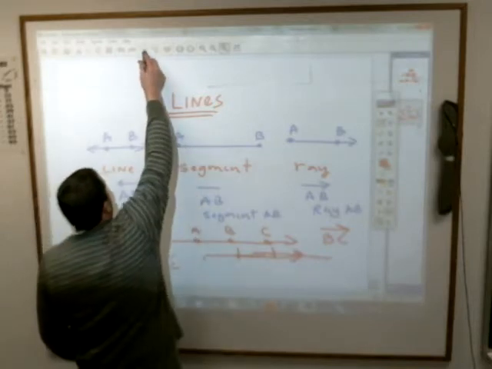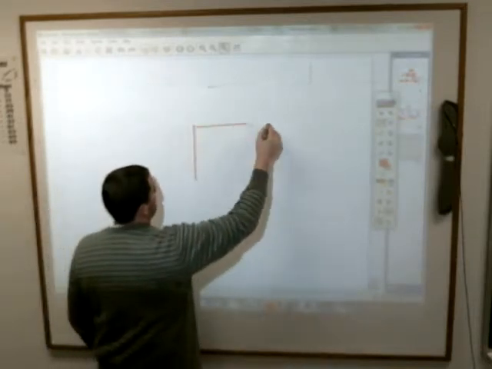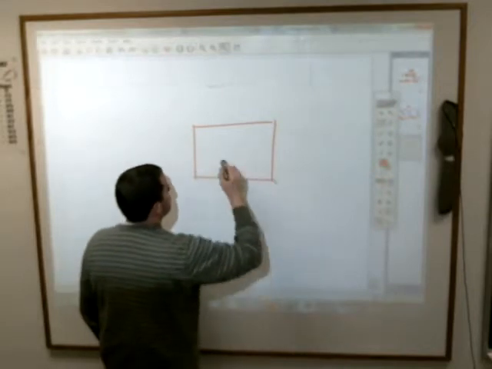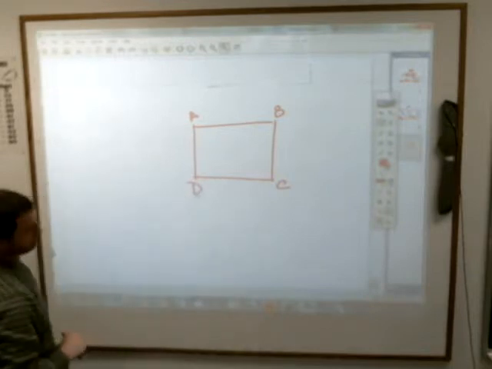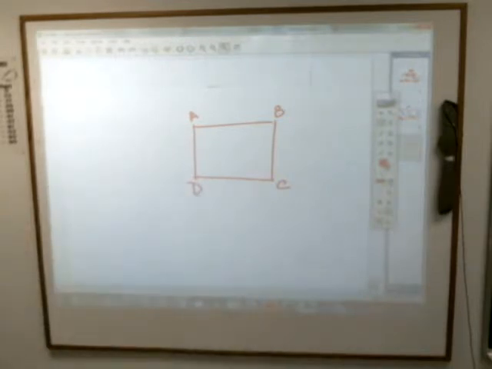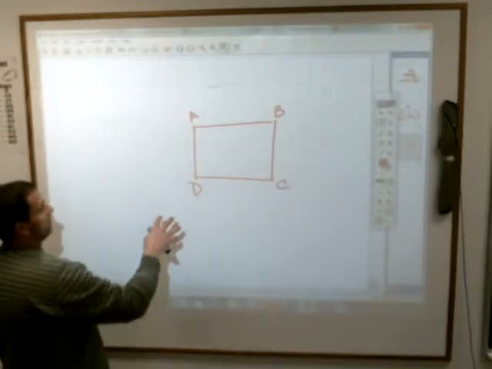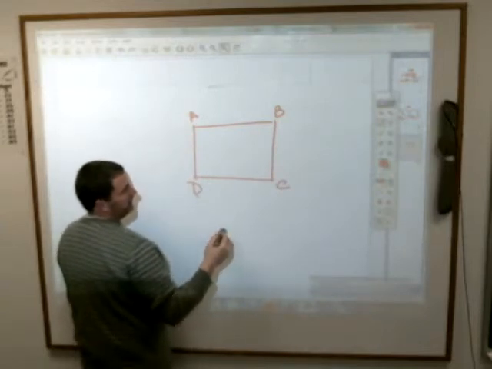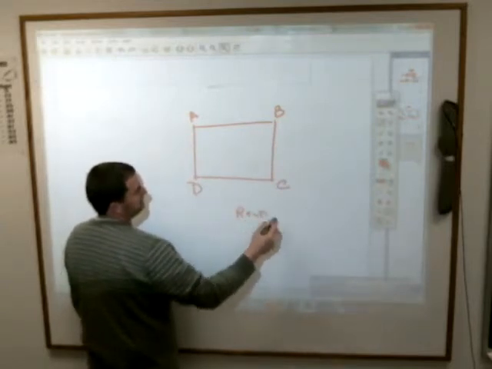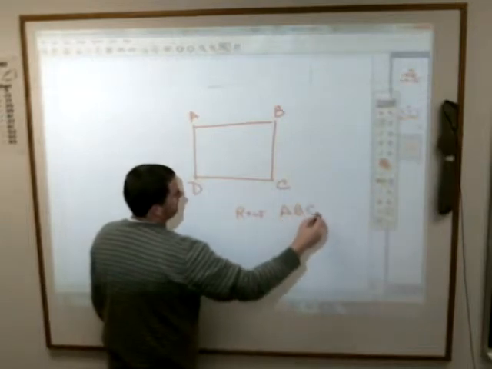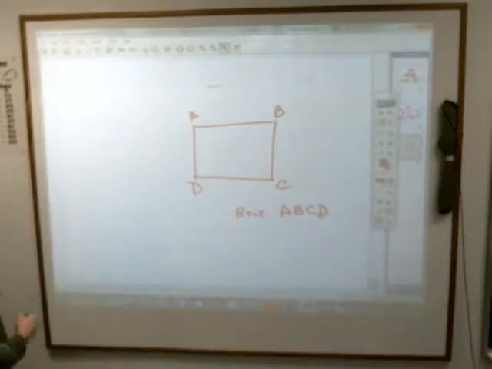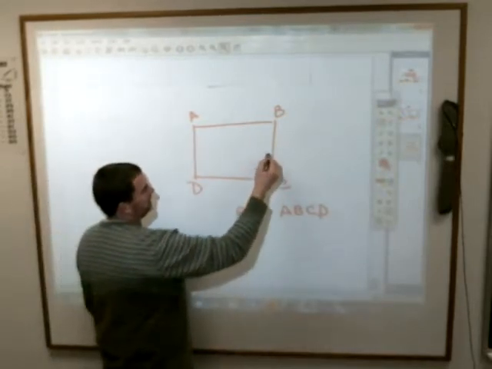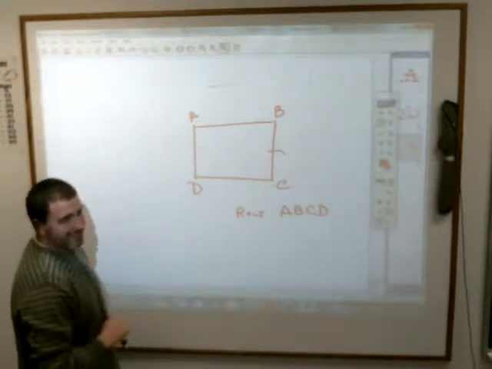And the other thing they talk about is this, when you're given a shape, A, B, C, and D, when I name this shape here, I'm going to call it rectangle A, B, C, D. You need to give all of the points that make that up there. And then we can talk about its sides. If I was talking about this side, how would I show that side?